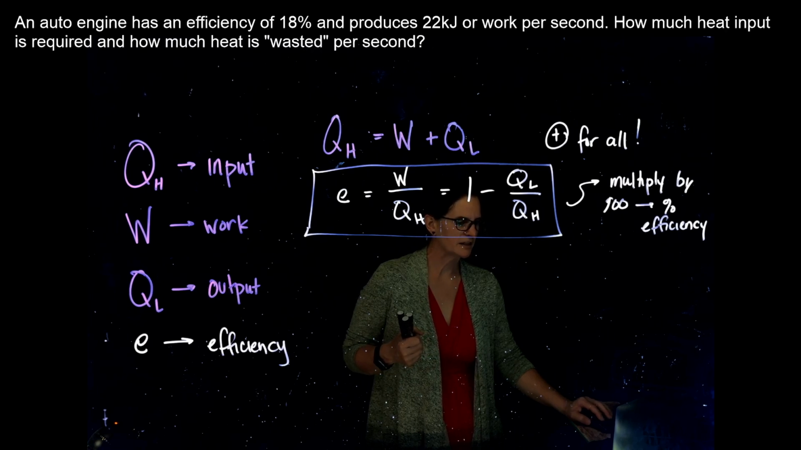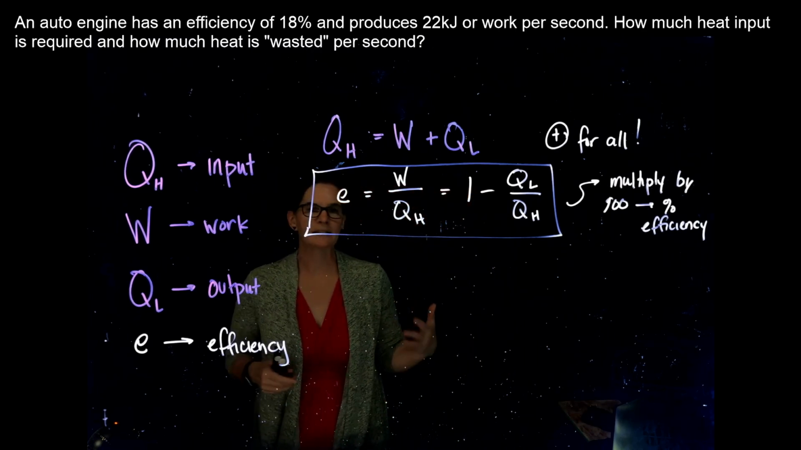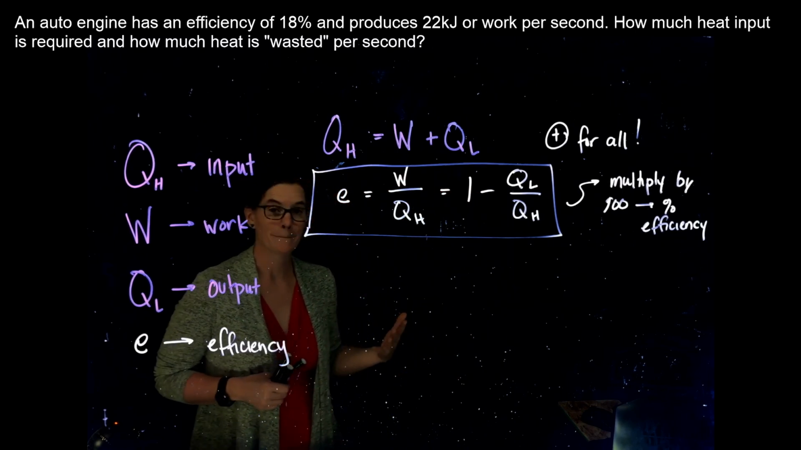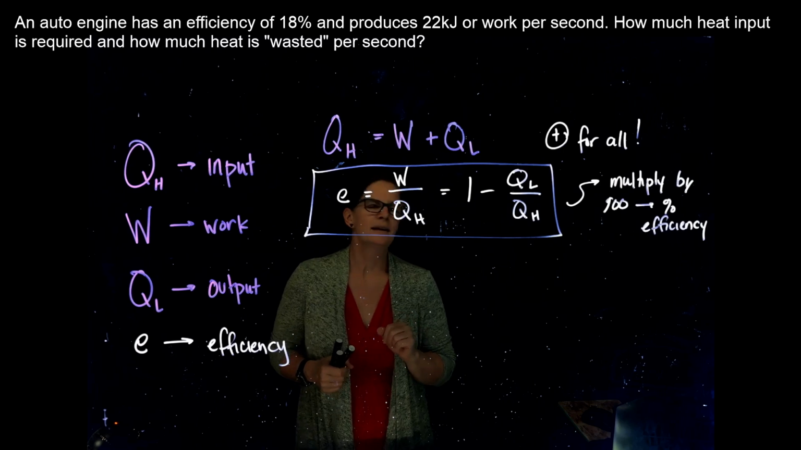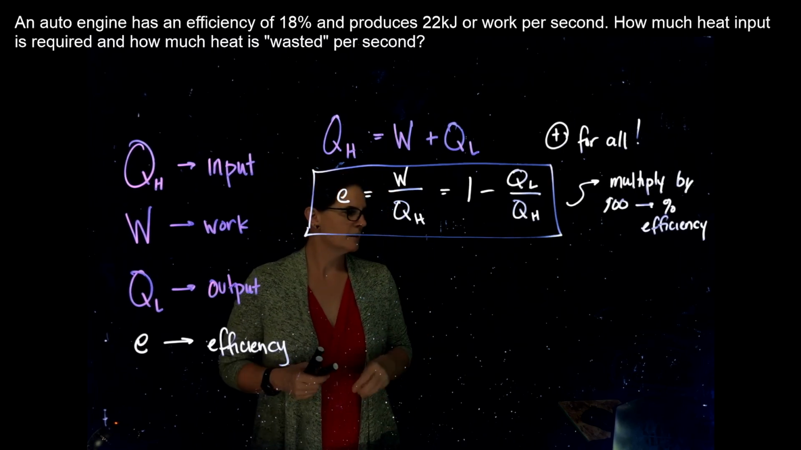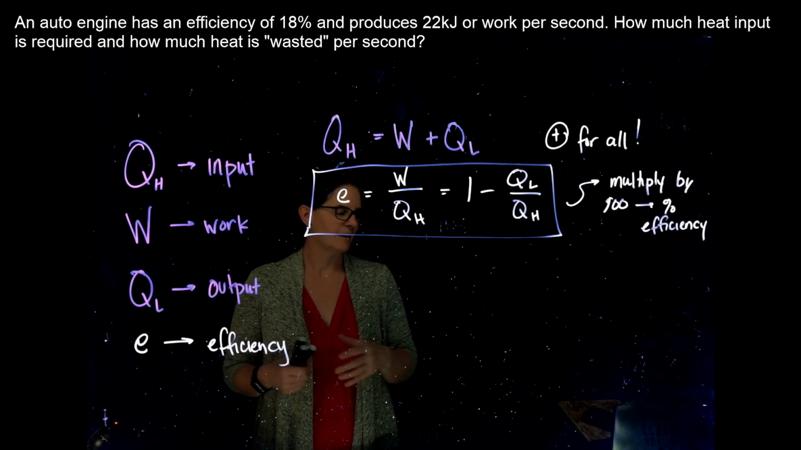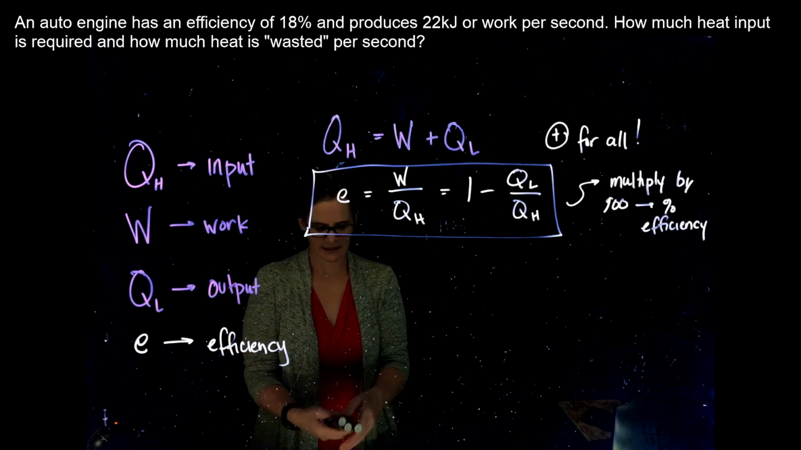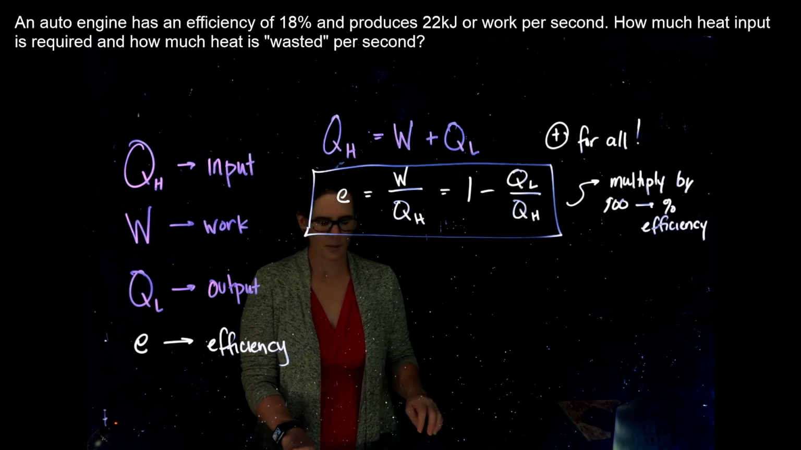All right, let's imagine that we have an auto engine and it has an efficiency of 18%. This engine can produce 200 joules of work per second. How much heat input is required and how much heat is wasted? So just giving this relationship some practice.